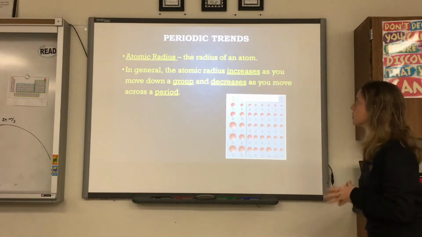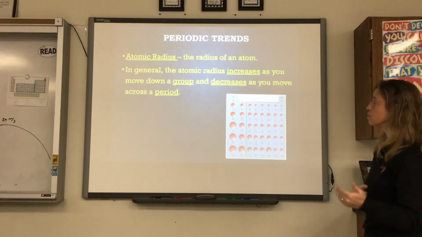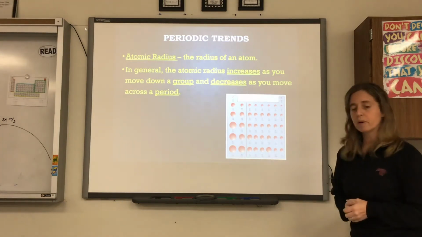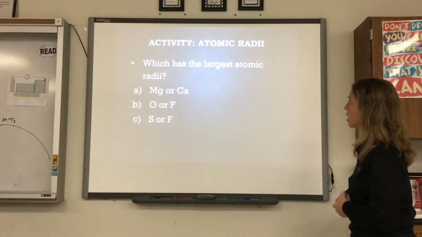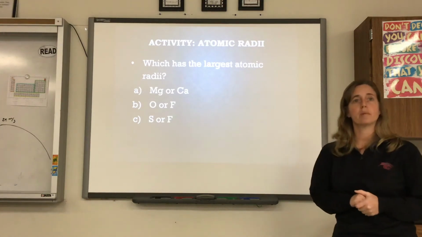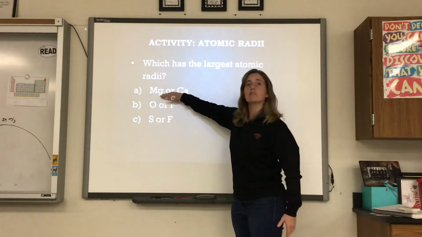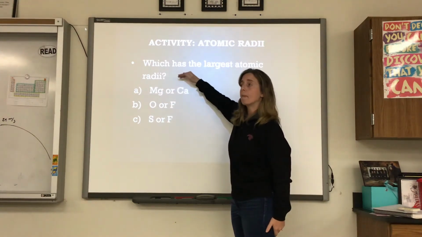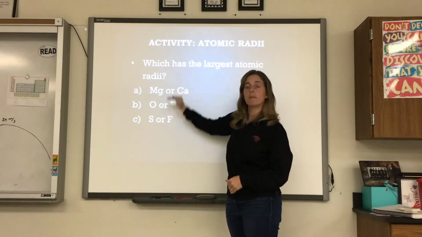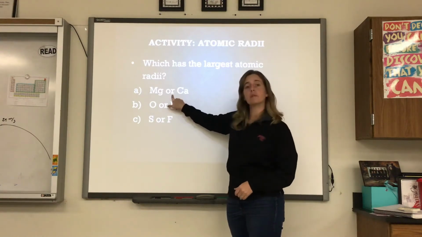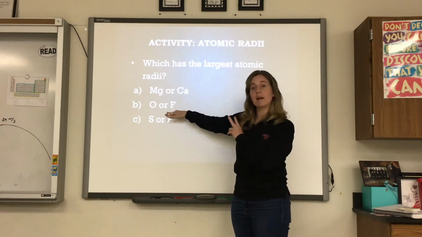Now, atomic radius, the radius of an atom. In general, the atomic radius increases as you move down a group and decreases as you move across a period. Okay? Now, which has the largest atomic radius? Magnesium or calcium? Okay, so if we are decreasing this way, right? So magnesium and calcium happen to be in the same column, right? So we just drew a trend that says it increases from top to bottom, meaning calcium is going to be larger than magnesium.